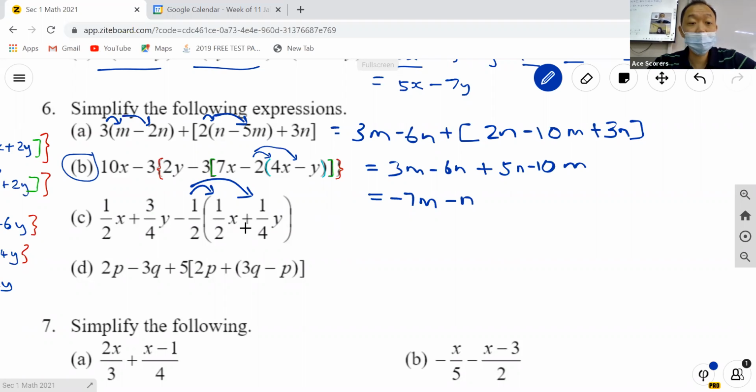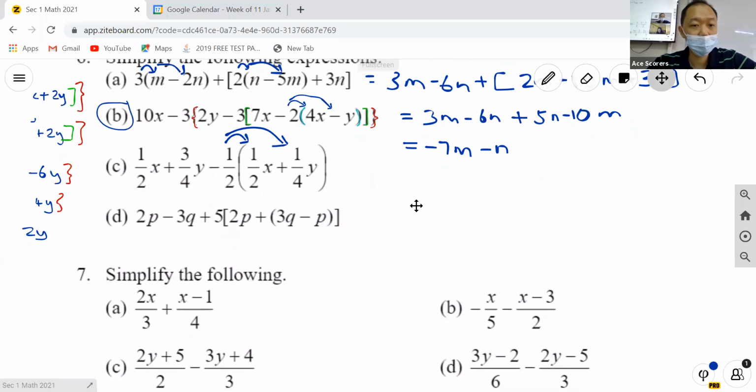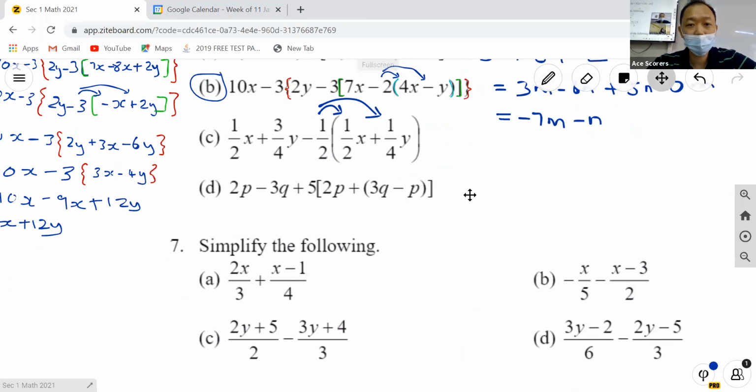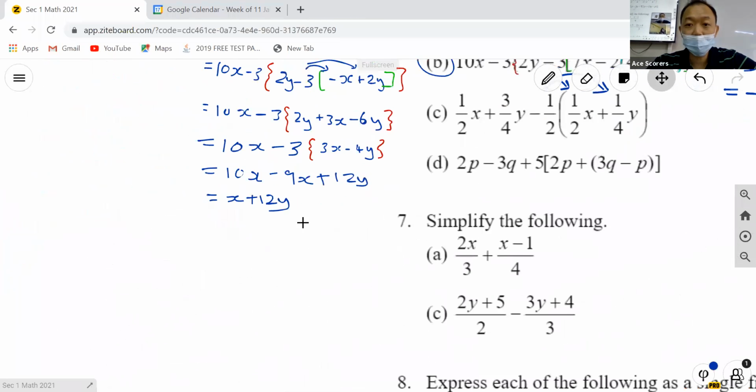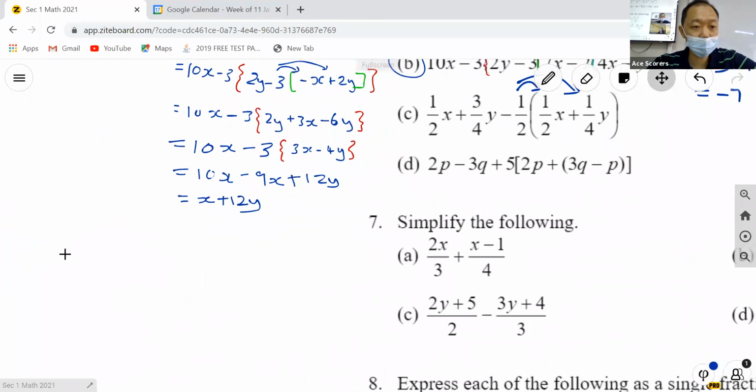Okay, come. Let's look at C, right? Let's find some space. Why are they boxing? I have no idea. Let me do C here.